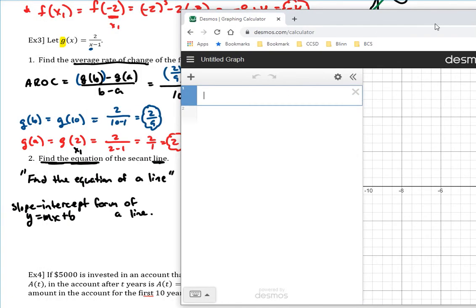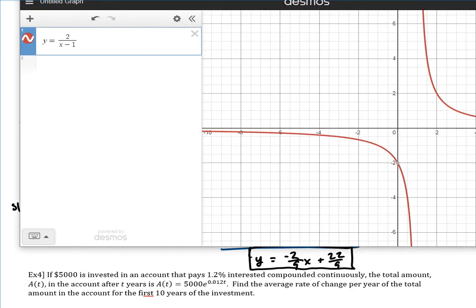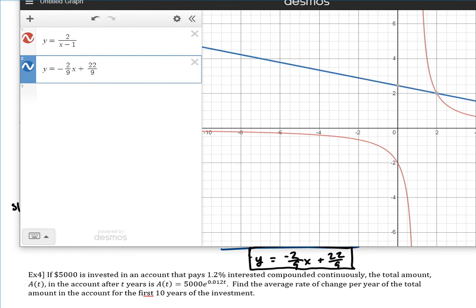So in our math tools, let me go to the graphing calculator. I'm going to graph this function, y equals 2 divided by x minus 1. And then let's graph our equation there, in another line. So we have y equals negative 2 divided by 9 x plus 22 divided by 9.